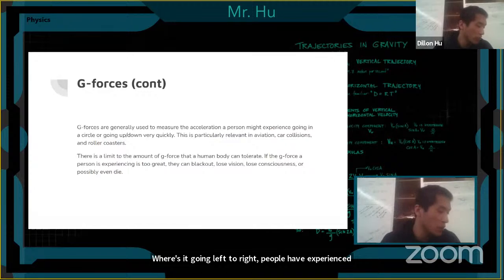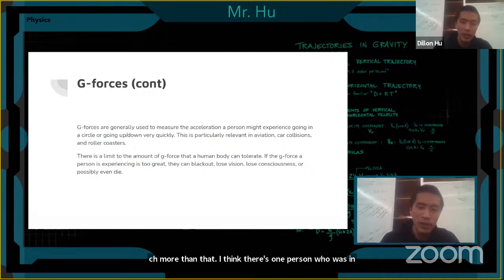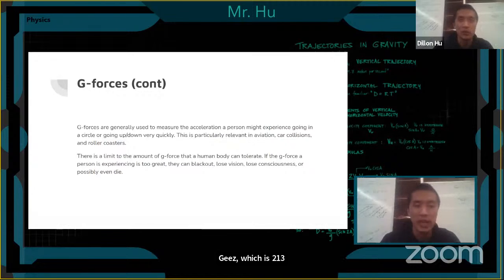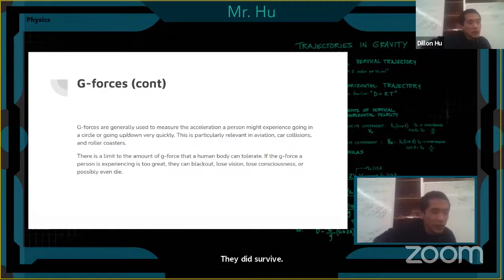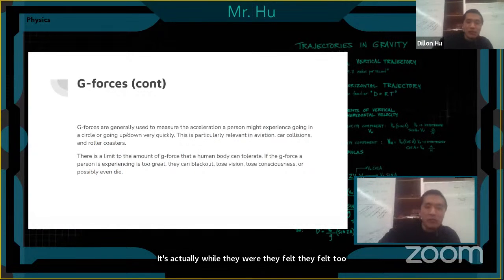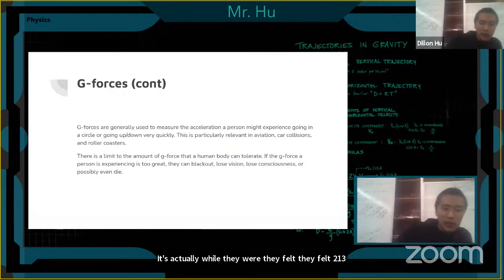I think there's one person in the Indy 500 who got into a really bad car accident during the race, and they experienced a g-force of I think 213 g's, which is 213 times the force of gravity, meaning an acceleration of about 2,000 meters per second squared, which is absurd. They actually did survive. That's wild. They felt 213 g's of acceleration and somehow survived. Luckily, car accidents are very, very short in terms of time.